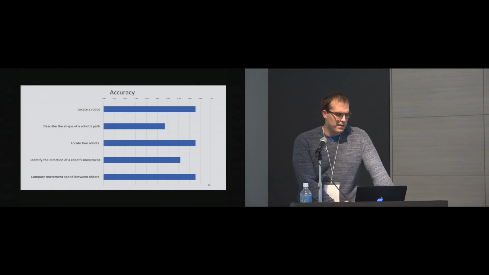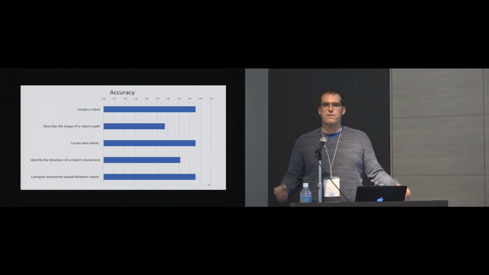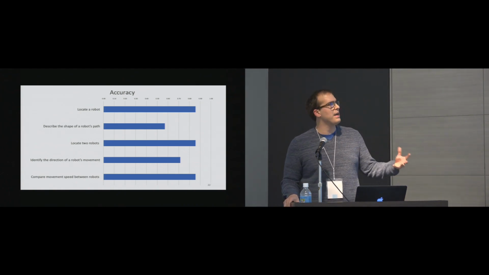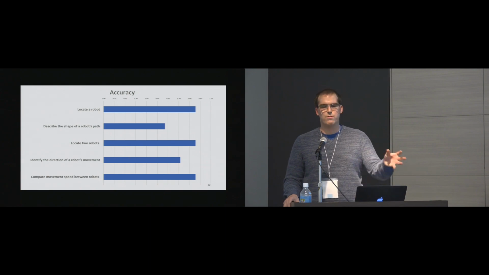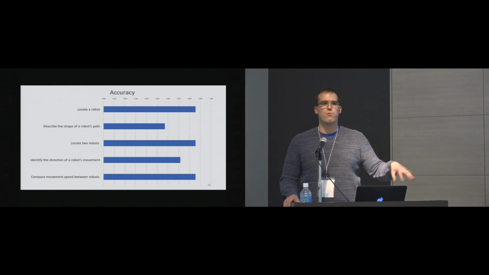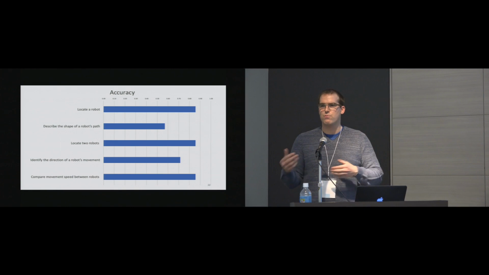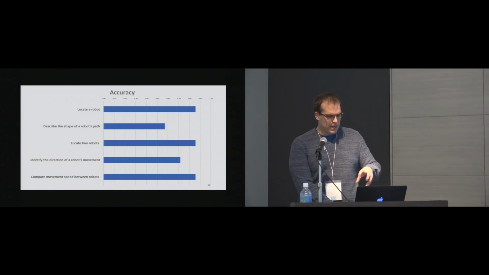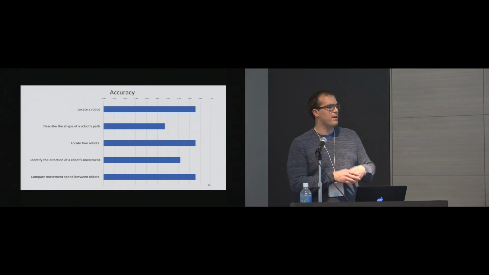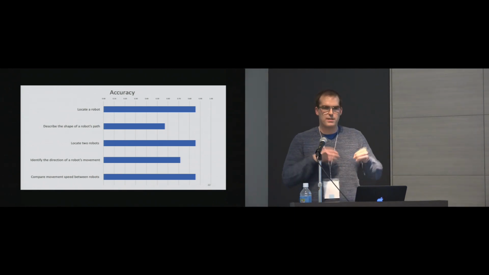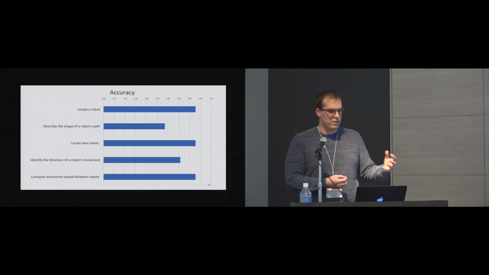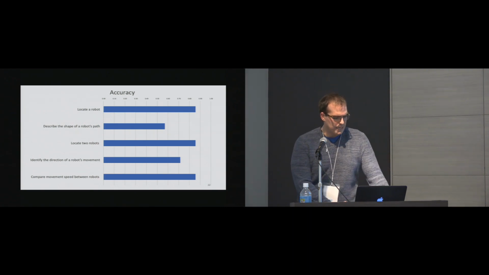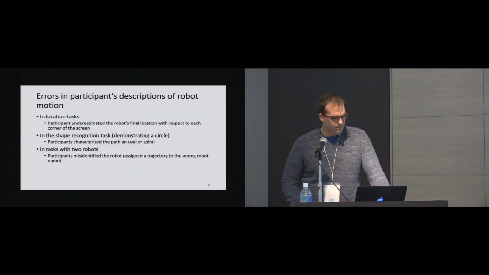So overall, we found that participants had varying levels of accuracy, but they were able to recover the actual motion being conveyed through the robot motion. So the actual motion on screen being conveyed. We created a grading rubric, and compared the participants' answers to this rubric in order to come up with this accuracy diagram.